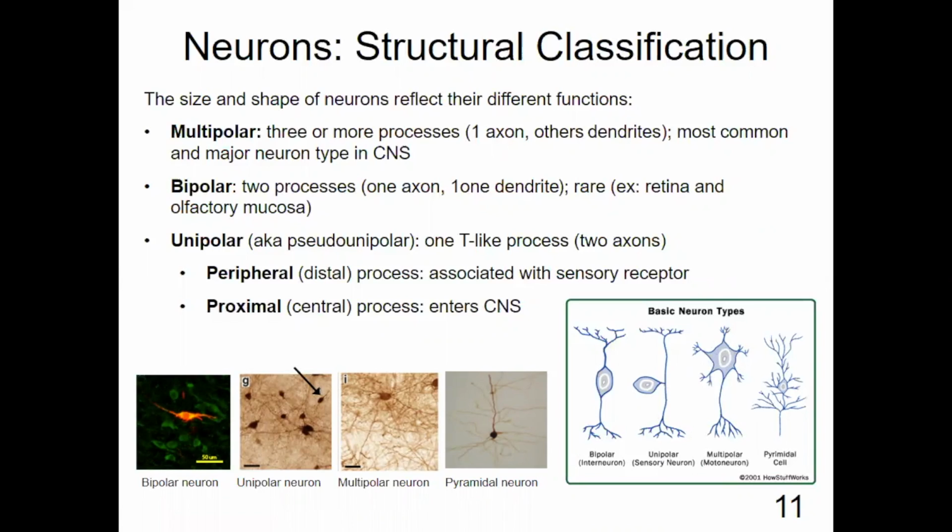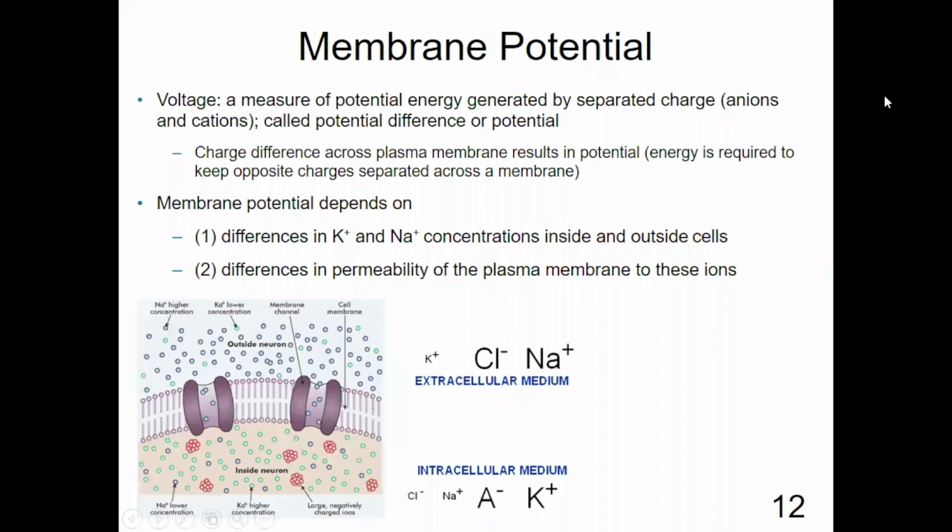Again, the cell type of the neuron is dependent on the function that it is trying to carry out. Neurons have a membrane potential. Membrane potential is the voltage, essentially the different charge inside versus outside the neuron. So we're really interested in the ions and the concentration of ions inside versus outside a cell.